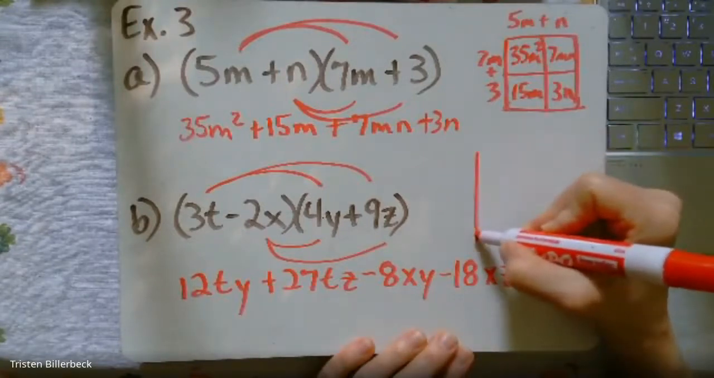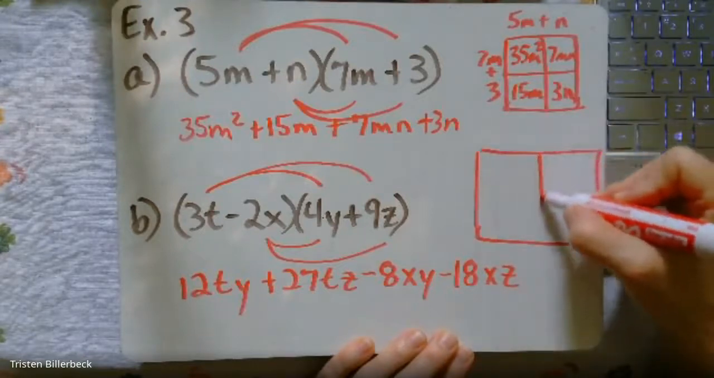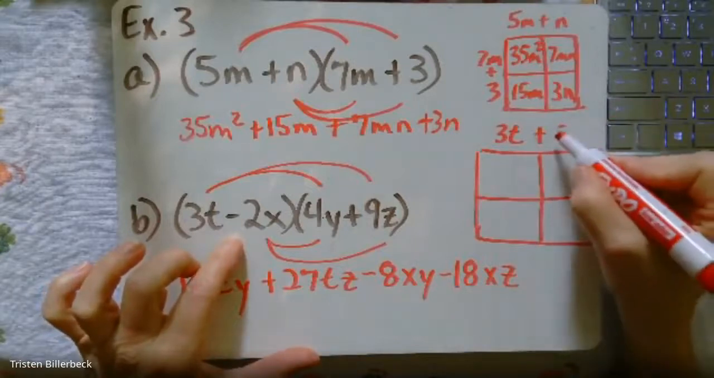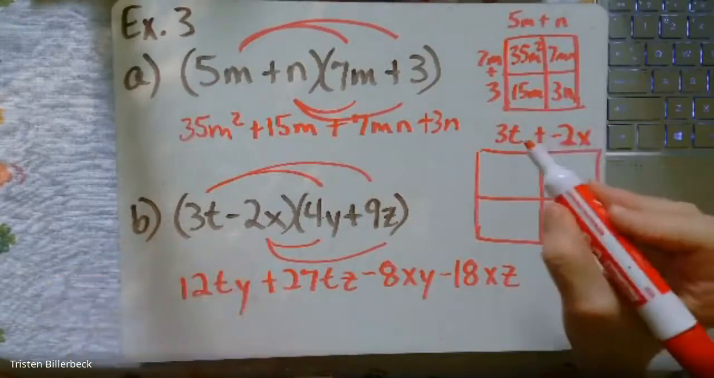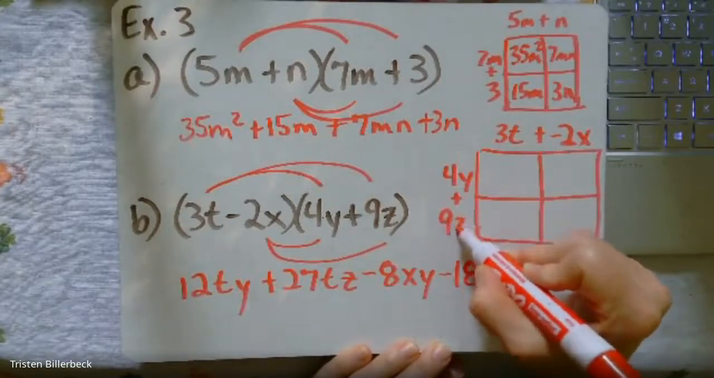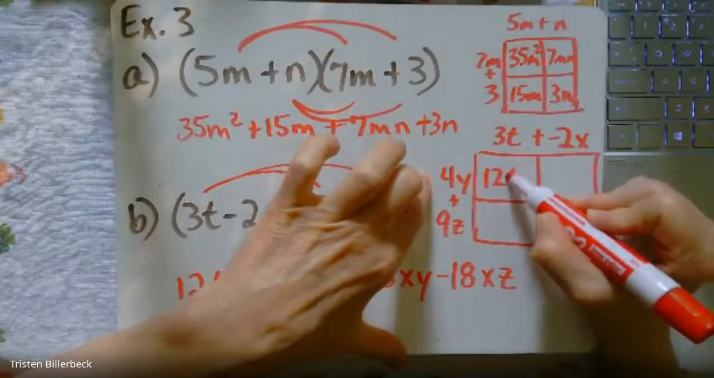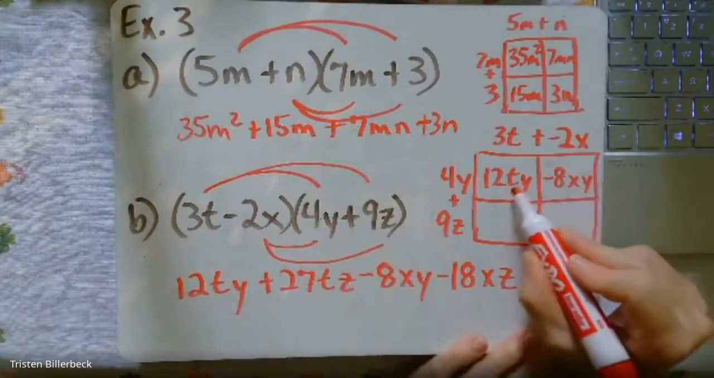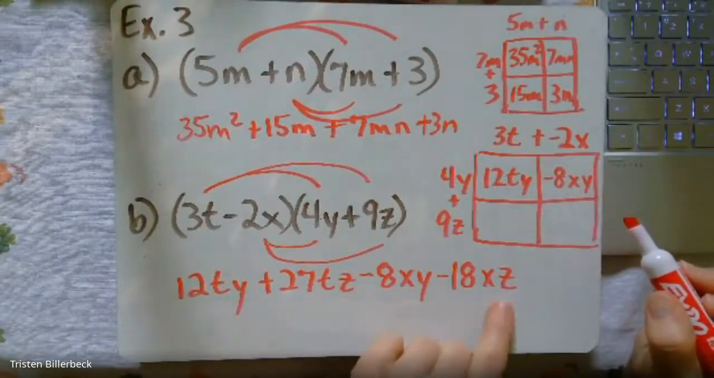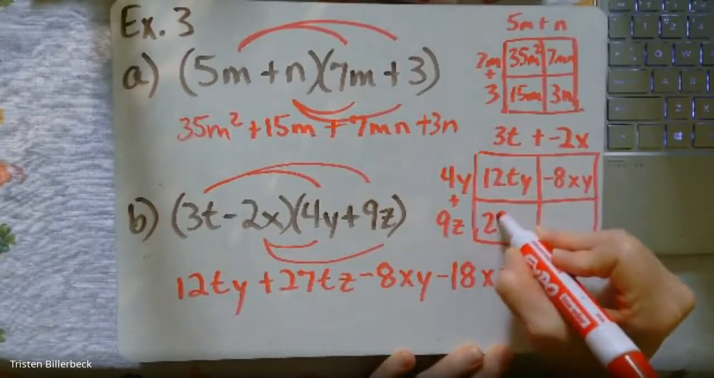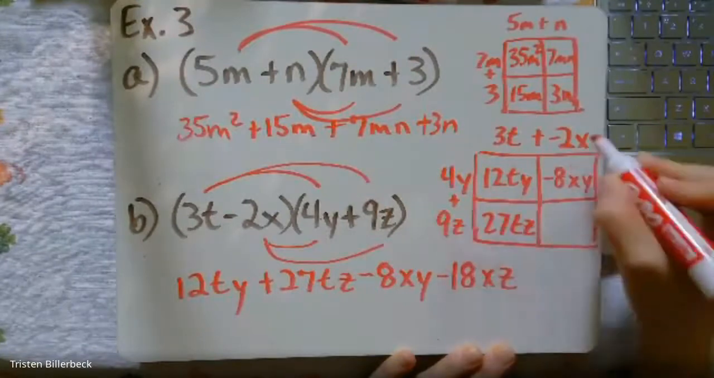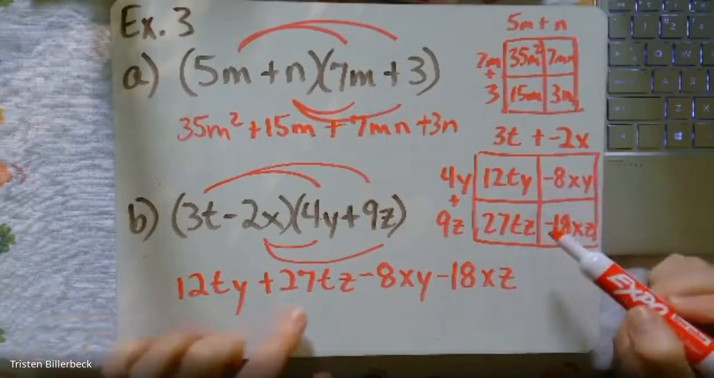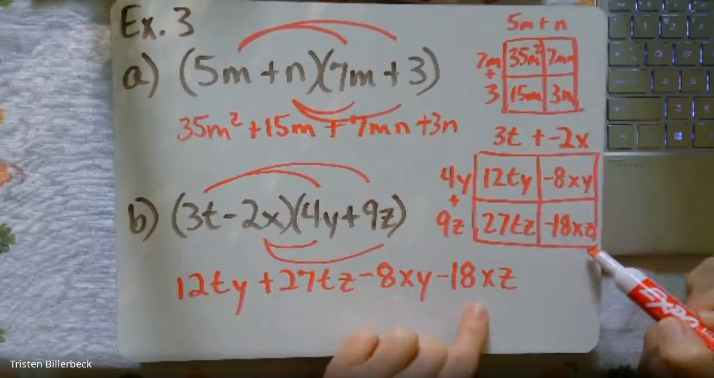If we had done the box, we would have seen that as well. So we have 3t, going to make that a plus and then make that a minus 2x, and a 4y plus 9z. So 4 times 3 is 12ty. 4 times negative 2 is negative 8xy. And we always put these in alphabetical order, by the way. So if you notice, I've always done that alphabetical order. So 3 times 9 is 27tz, and 9 times negative 2 is minus 18xz. So then we check, we have 12ty, 27tz, negative 8xy, and negative 18xz.